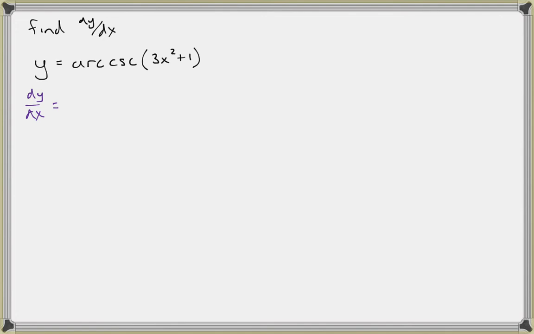It's a co-function, so it's going to have a negative in front of it. And then it's 1 over, and then the formula says the absolute value of u, or whatever's inside of that. So we're going to have the absolute value of 3x squared plus 1, and then the square root of u, whatever that inside function is, squared minus 1. And then because it's not just an x, it's an inside function, we need the chain rule, times the derivative of the inside, which would be 6x.